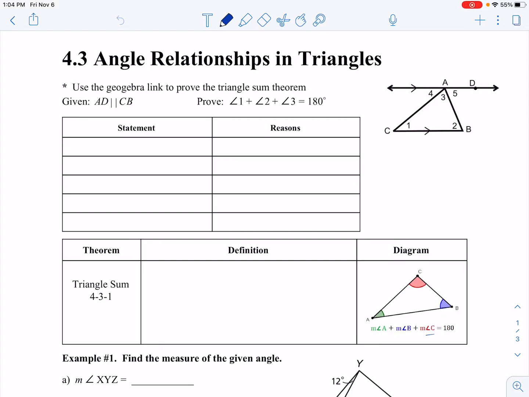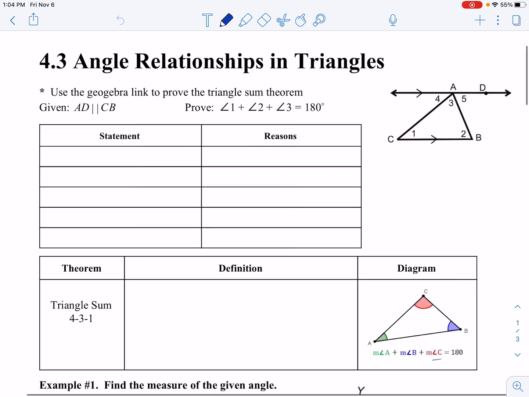All right, continuing our work with triangles. Section 3 is going to add a couple theorems that we have with triangles, and it will involve their angles, some interior, some exterior. But we're going to start by proving one of these theorems.